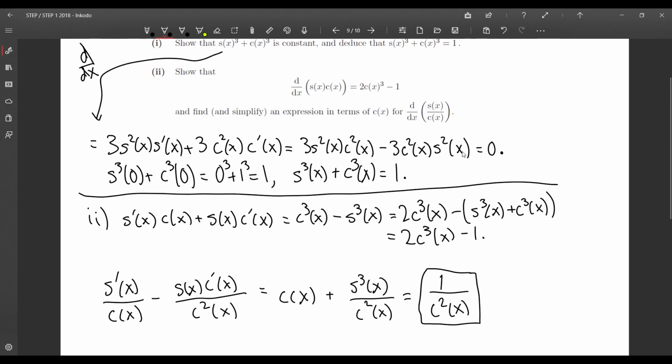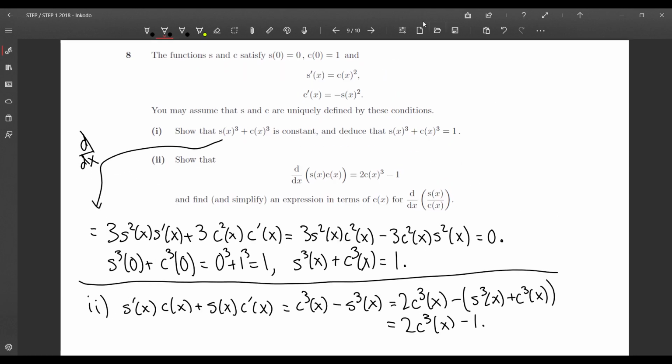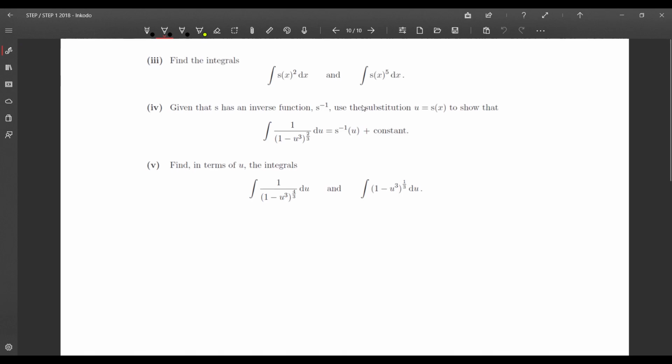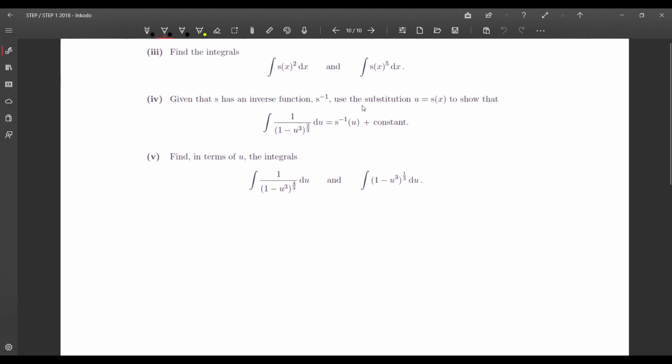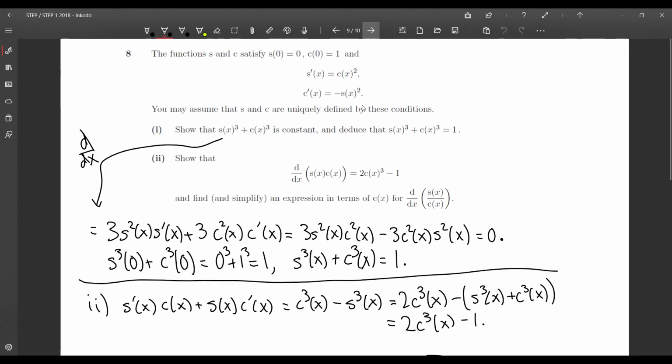And so that's also cool. We get an expression that's sort of like the derivative of tangent is equal to secant squared. This problem is very cool, in my opinion. Alright, now we find the integrals of s squared and s to the fifth. So this seems straightforward. The integral of s squared of x dx is negative c prime of x dx. So this is going to be negative c of x plus c, right? Yeah.